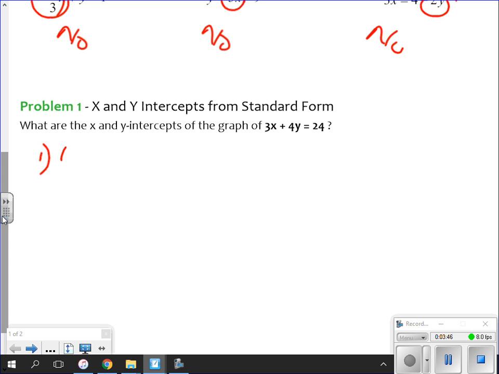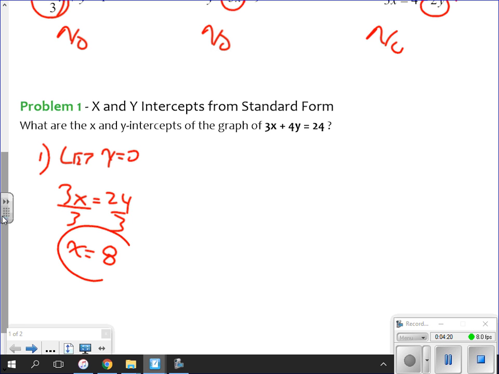Step number one, you'll let y equal 0. In other words, take your finger and cover up the 4y. What do you have when you cover up the 4y? Yeah, 3x equals 24. Get rid of the y, solve for x. That's easy. Cover up the y. What do you have that's left? 3x equals 24. Solve for x. Divide both sides by 3. X equals 8. That is your x-intercept. That's where this line crosses the x-axis.